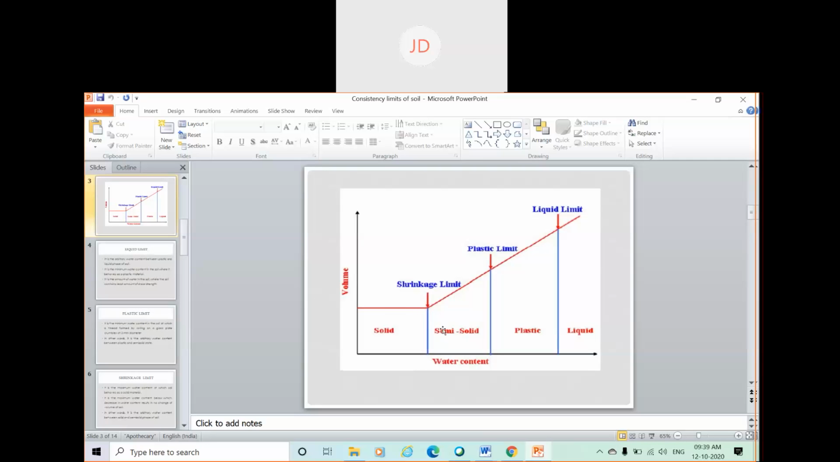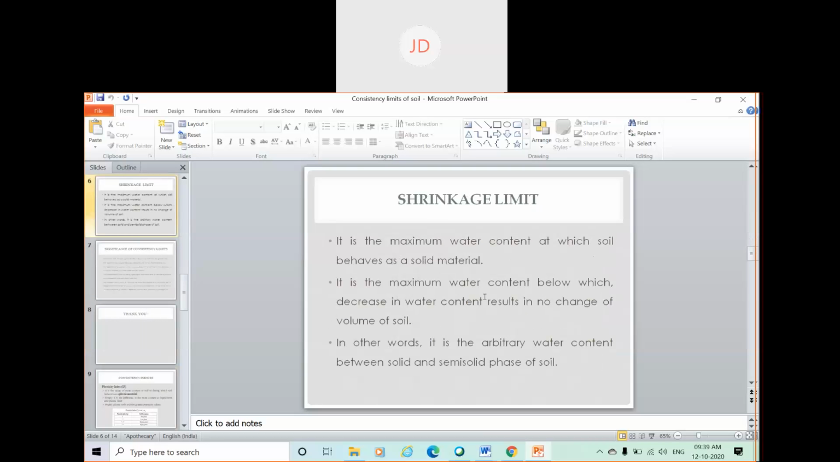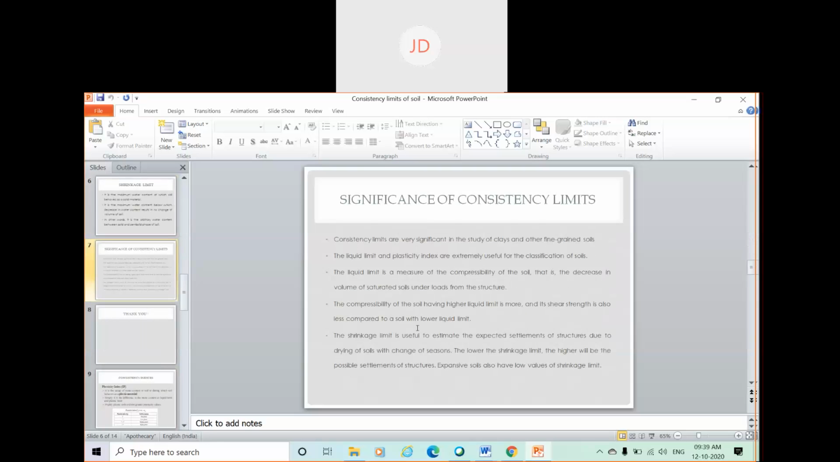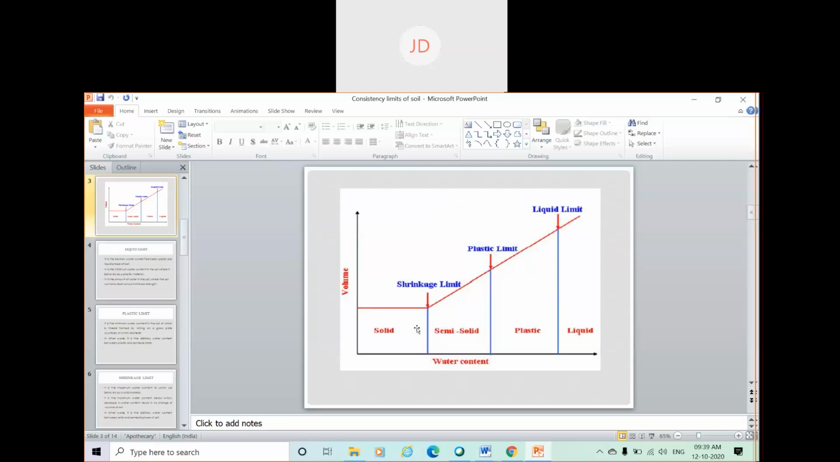Now the second definition: it is the maximum water content below which a decrease in water content results in no change of volume of soil. Why is it said like that? From the diagram you can see that this curve decreases linearly from the liquid, plastic and shrinkage points. Then after a small reduction of water content beyond this level to the left side, you can see the curve goes parallel to the horizontal.